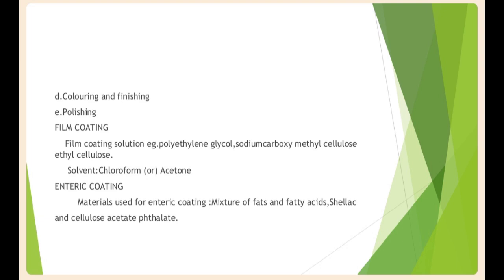An example of a film coating solution is polyethylene glycol, sodium carboxymethyl cellulose, ethyl cellulose, or shellac dissolved in volatile solvents such as chloroform or acetone. It is applied or sprayed on the tablets while the pan is allowed to rotate. If the tablets are to be colored, the dyes are dissolved in the solvent and sprayed over the tumbling tablets.